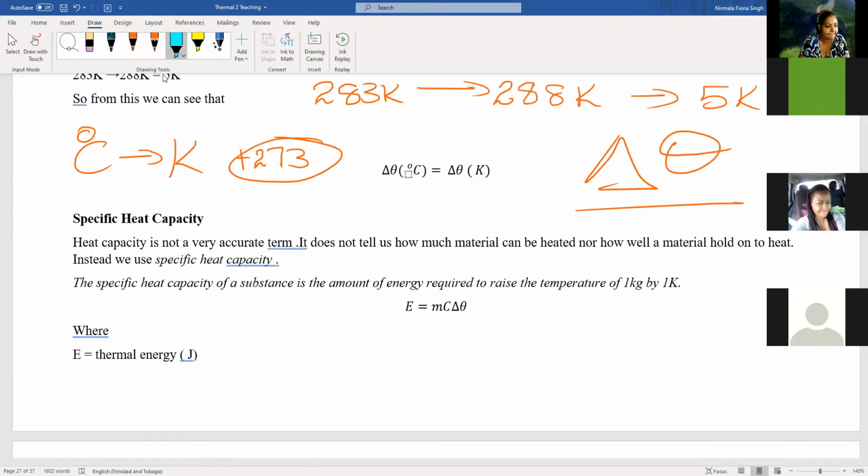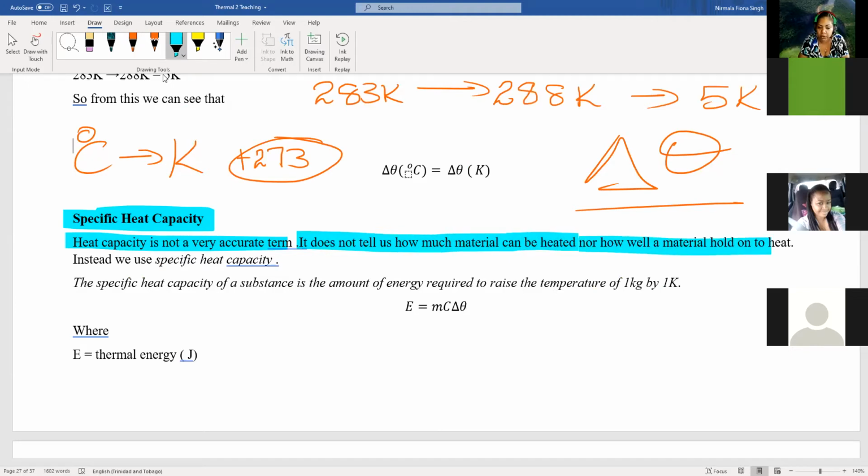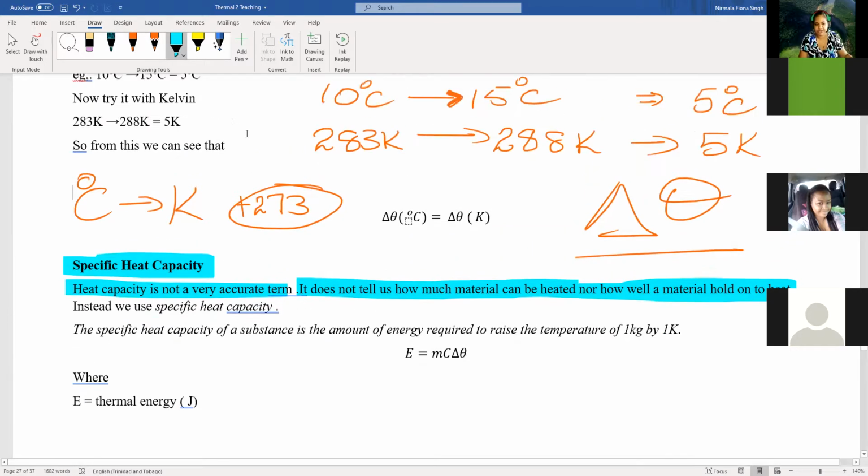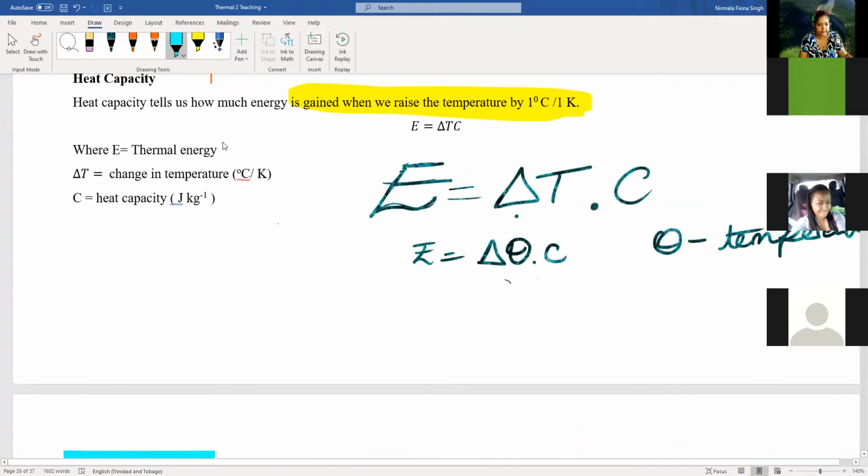Continue reading. Specific heat capacity. Reading, heat capacity is not a very accurate term. It does not tell us how much material can be heated, nor how well a material will hold on to heat. What was the heat capacity equation? Scrolling back up, it was E is equal to change in temperature by a constant.